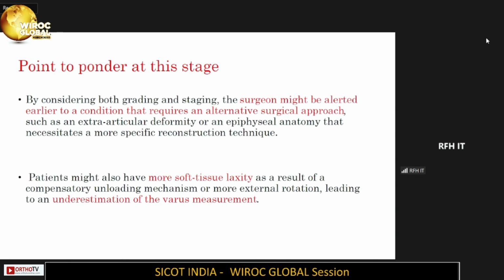Points to ponder at this stage were: the surgeon might be alerted earlier to a condition that requires an alternate surgical approach when he considers both grading and staging. And patients might also have more soft tissue laxity as a result of a compensatory unloading mechanism and more external rotation, leading to an underestimation of varus measurement.